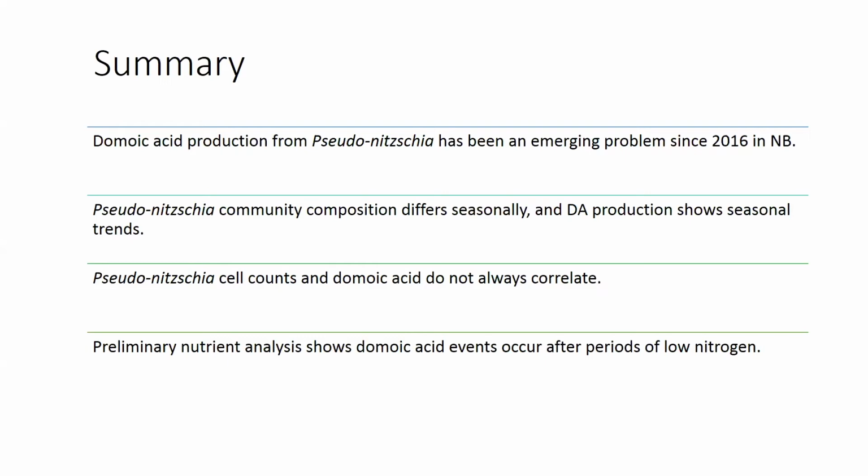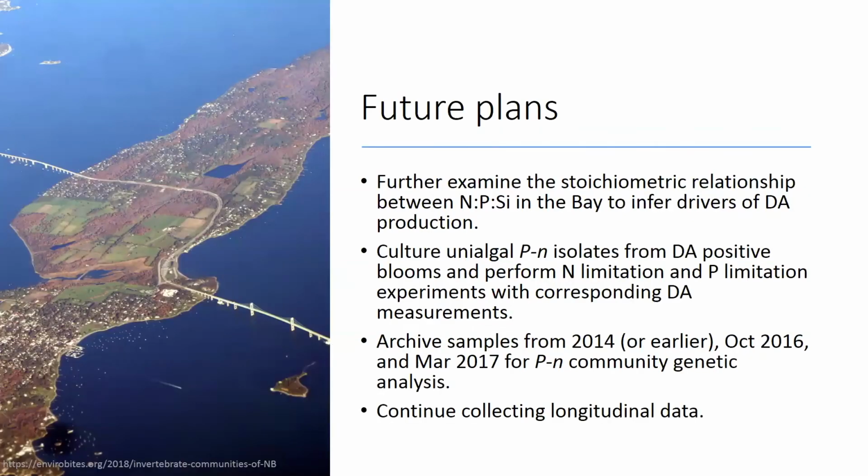And we have some preliminary nutrient analysis that shows that some domoic acid events are occurring after periods of low nitrogen. But I really want to stress that we're just at the beginning of compiling and integrating our data together. So some future plans, again, are to really dig into some of these nutrient regimens and see what we can infer from the data we're collecting.